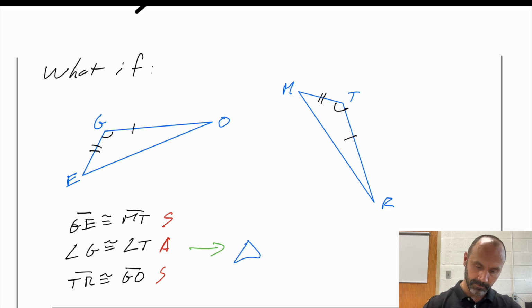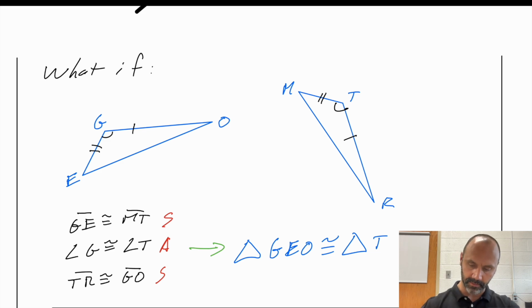So triangle, let's say GEO is congruent to triangle. Now what corresponds with G? It's going to be T. And then E, it's like the other end of the short side, right? So ER. Those two triangles are congruent. How do we know? The side-angle-side congruence postulate.